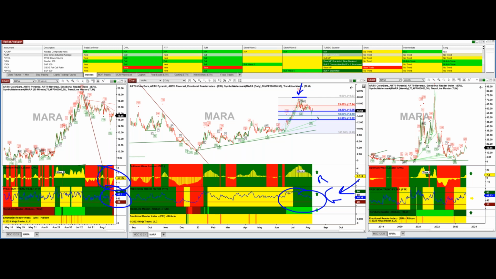This is red. This tells me we're probably not done correcting, that we're going to go down here before going up. So when the lower time frame has a PTF that is a different color than the higher time frame, that means the market will move in the direction of the lower time frame first before it can satisfy the longer time frame PTF. So that's kind of what we're looking at.